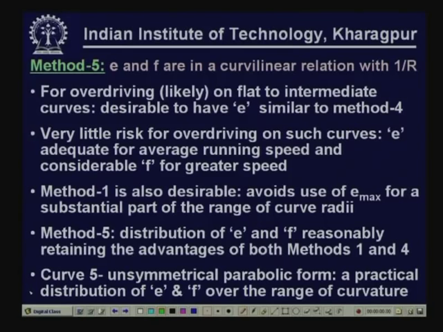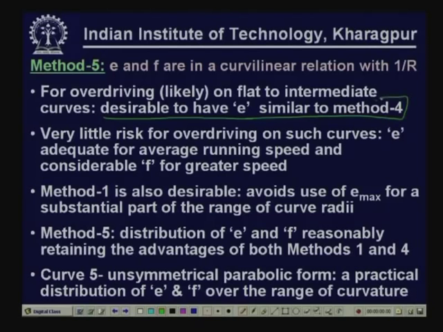Now, drivers have a tendency for overdriving on flat to intermediate curves. I have indicated this earlier also, when I was talking about approach 1, that vehicle drivers do not essentially travel at uniform speed. Rather, some drivers may have a tendency for overdriving on flat to intermediate curves. So, if we consider that particular aspect, then it is desirable to have E which is similar to method 4.